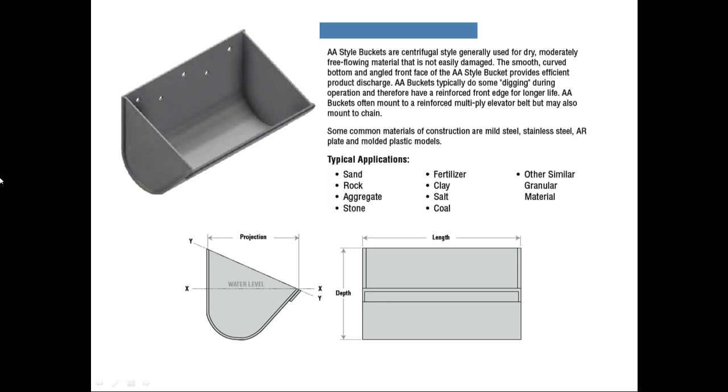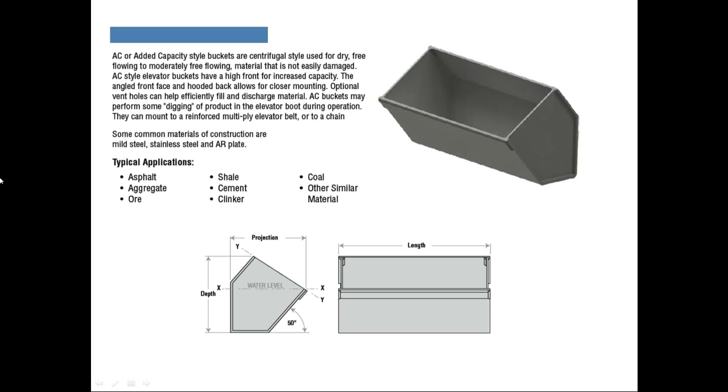Typical applications you can see here: sand, rock, aggregate, stone, fertilizer, clay, salt, coal. You can see cement and clinker, etc. AC type buckets. AC, or added capacity style buckets, are centrifugal style, used for dry, free flowing to moderately free flowing materials that are not easily damaged.